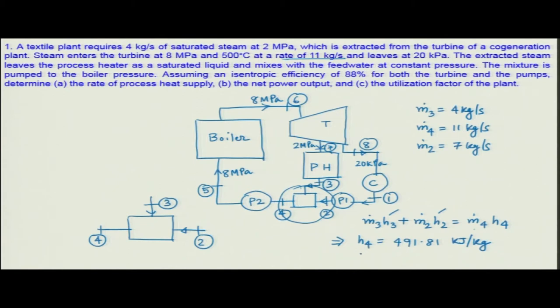Now we can also find the specific volume corresponding to this state 4, and here we will make an assumption that the specific volume at state 4 is equal to that of the saturated water at that pressure, right? So for this condition I will take the enthalpy of the saturated water as this, and from this I can obtain the specific volume, which is 0.001058 meter cube per kg. Okay, so that is the specific volume at state 4.